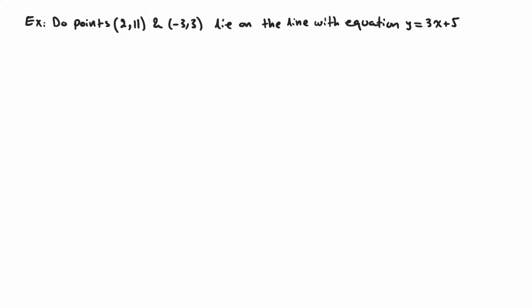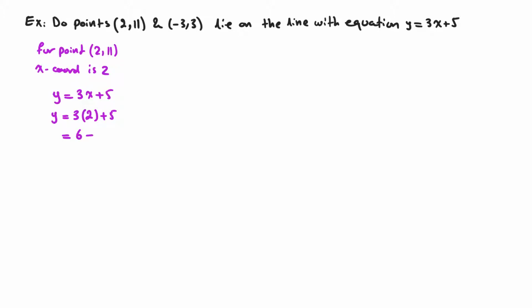So what I can do, let's start with point (2, 11). For point (2, 11), the x coordinate is 2. So if I use my equation y is equal to 3x plus 5, I can plug in my x coordinate, 3 times 2 plus 5, and I can see that my y coordinate will end up being 3 times 2, which is 6, plus 5, so y will end up being 11. So I can see that if the x coordinate is 2 for this line, the y coordinate of the point on that line will end up being 11.